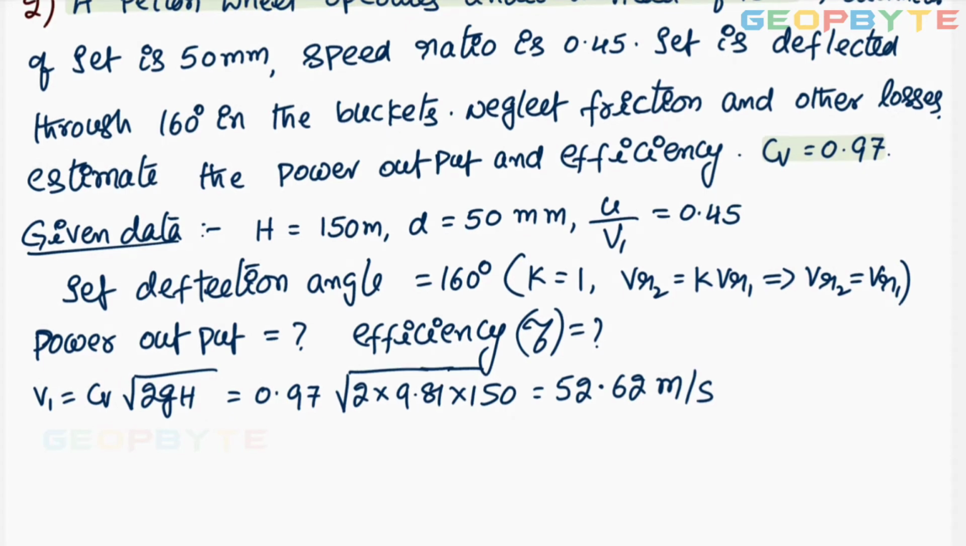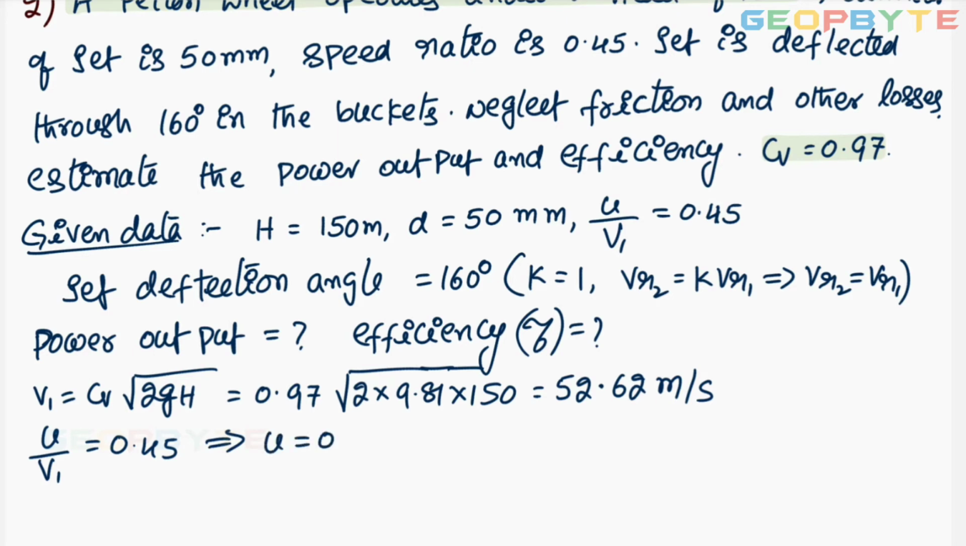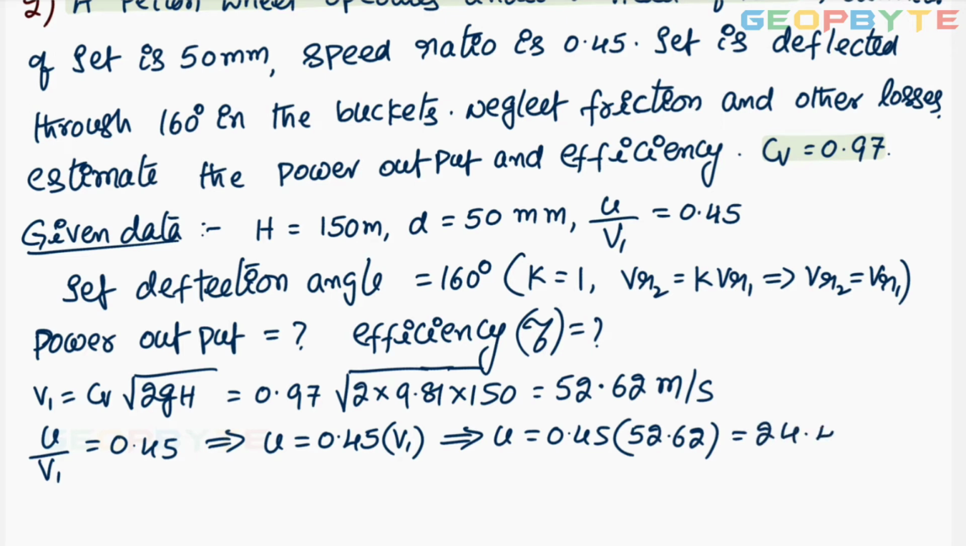Then blade speed ratio u by V1 is equal to 0.45. From this, blade speed U equal to 0.45 into V1, 0.45 into 52.62. Simplify this value for getting 24.4 meters per second.